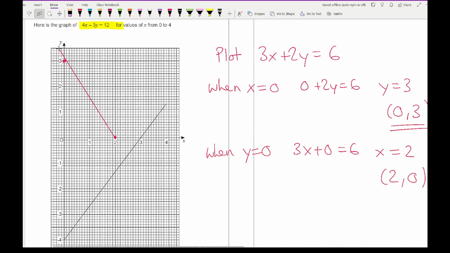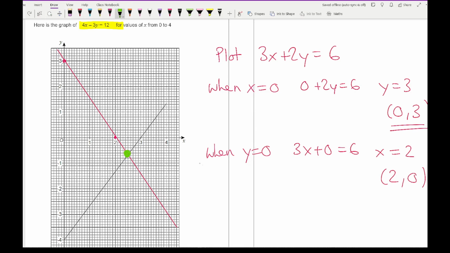Now when you are drawing or plotting a line, just make sure it goes right to the edge of the grid of the squared paper that they give you. And you definitely want to show that the lines are intersecting. So it's intersecting at this point here.